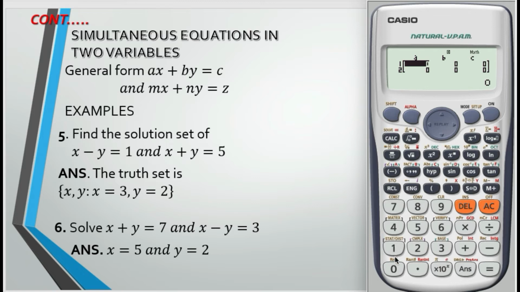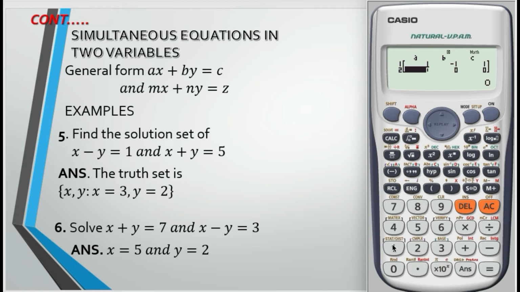So the first one, the equation is x minus y. So the value of x is 1. And the coefficient of y is minus 1. It is equal to what? 1. Anytime you key in the coefficient, press the equal sign.